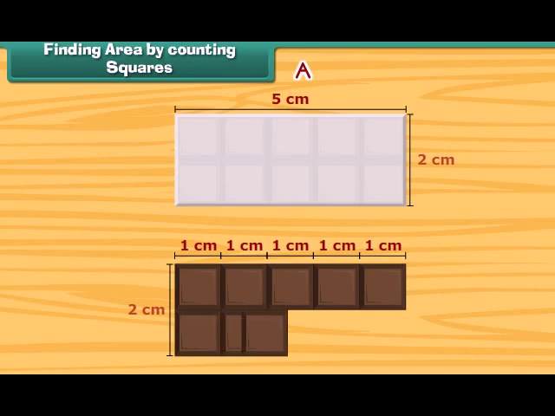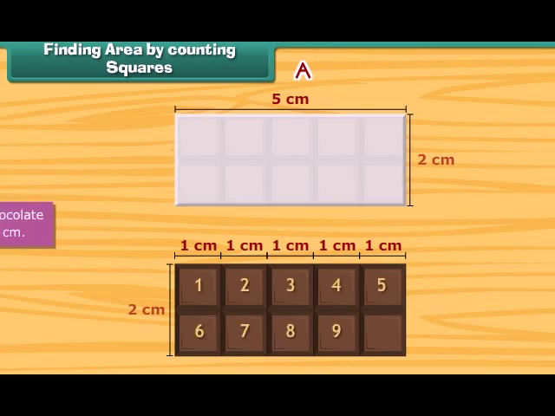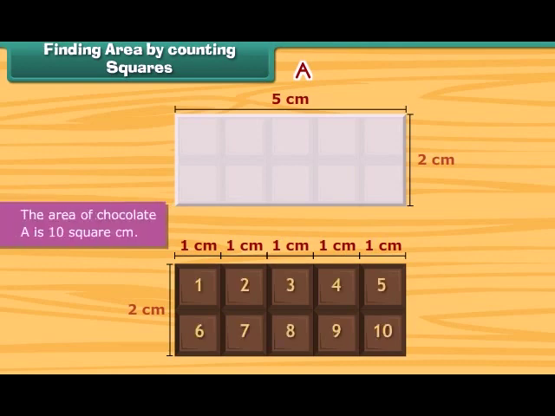So, 2 squares can be arranged along its width. Thus, in total, 10 squares can be arranged on it. So, the area of chocolate A is 10 square centimeters.